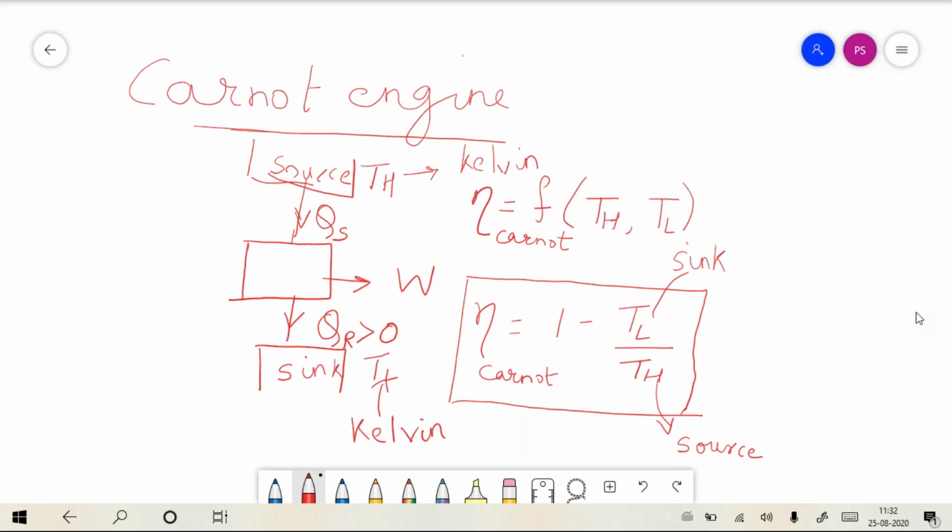An engine operates between a source temperature of 800 degrees centigrade and a sink temperature of 30 degrees centigrade. I want you to find the least rate of heat rejection per kilowatt of net output of the engine. Okay.